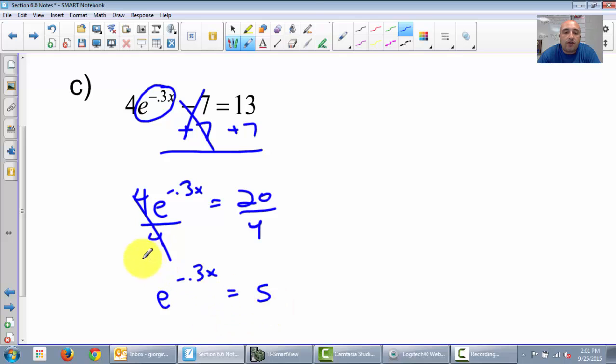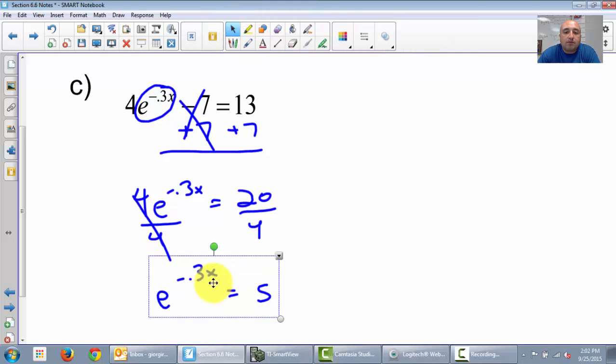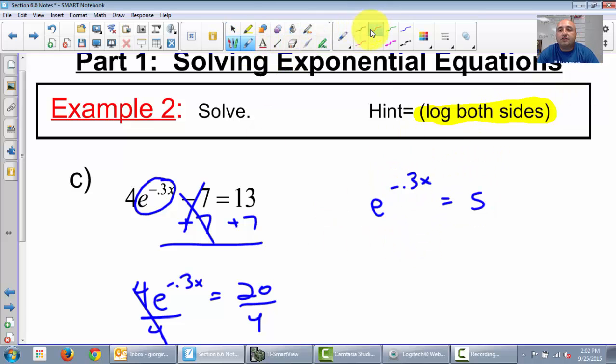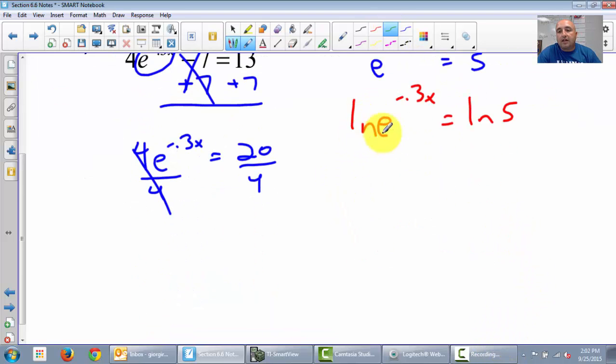Now I'm going to take that problem and log both sides because my exponential part's by itself. Well, the problem is it's not a number anymore, it's e. So instead of doing log of some base, you do ln because ln is base e. So I'm going to do ln of e to the negative 0.3x equals ln of 5. Notice now that ln of e goes away. I'm left with negative 0.3x is equal to ln of 5.